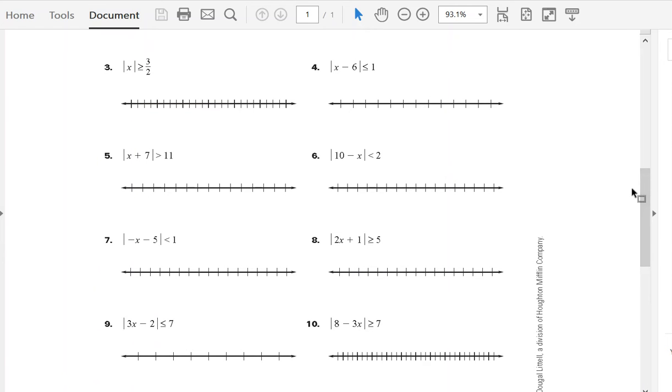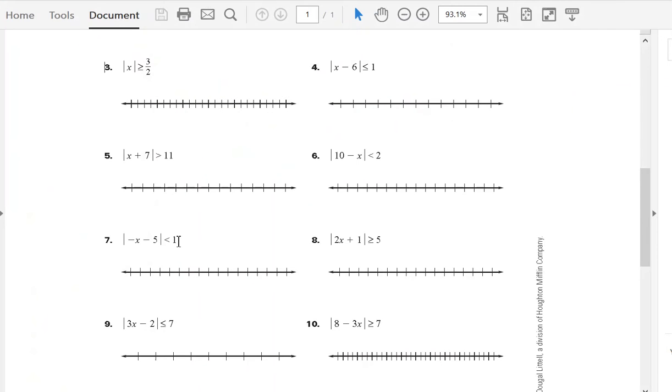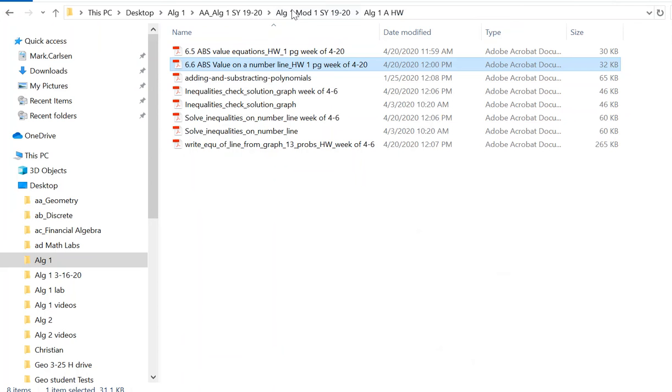Absolute value negative x minus 5 is, so now these are absolute value inequalities. Notice the last sheet was absolute value equalities or equations. That's why we're going to have an infinite amount of answers shaded in between two numbers here. Okay, so we see that, oops, did I copy down the right one? Let's see, 7, yeah, less than 1.